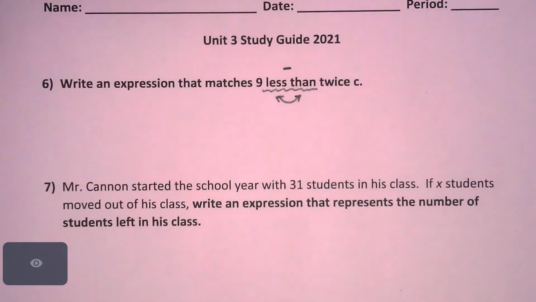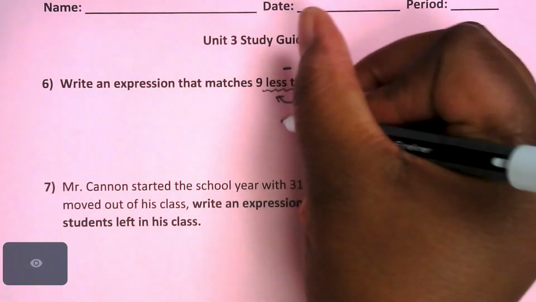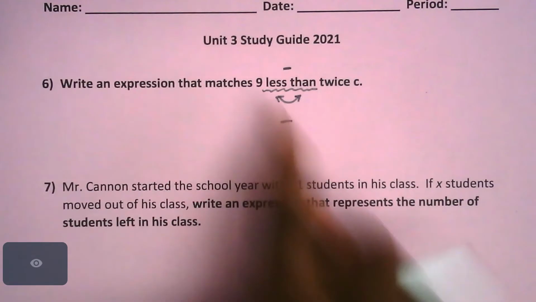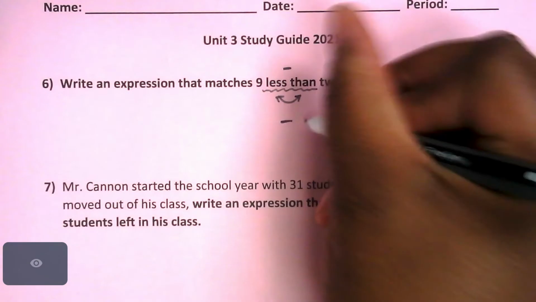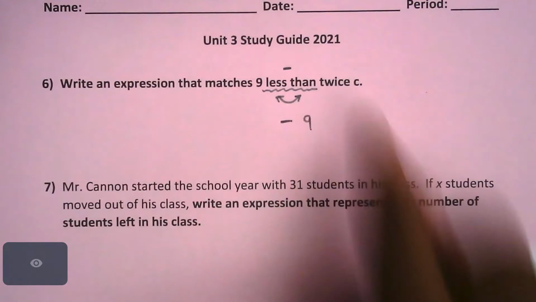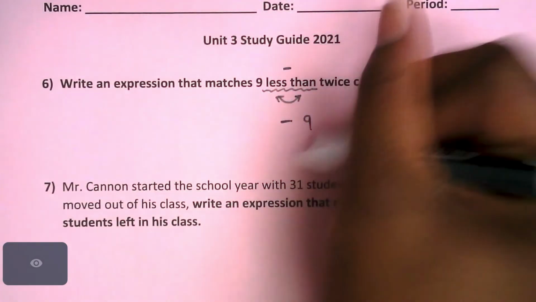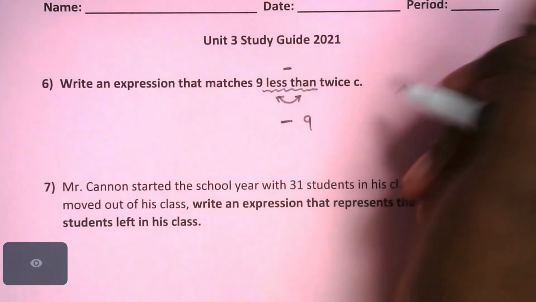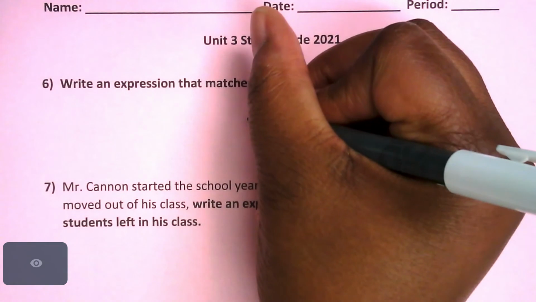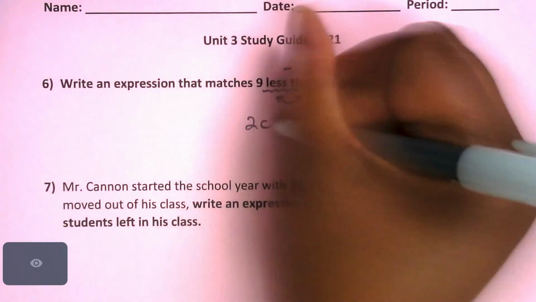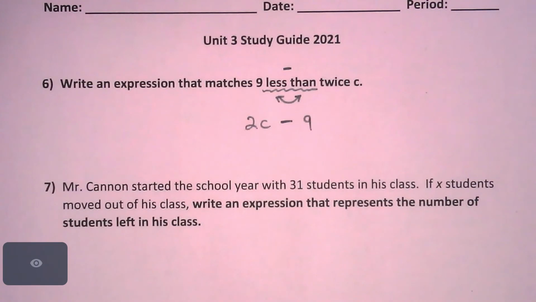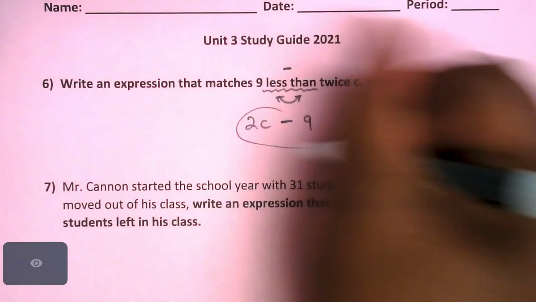They need to swap. So I know that less than is subtraction. I know that I'm swapping my 9. So my 9 is going to come over here. And this twice C has to come over here. So twice C, twice means times 2. So times 2 times C will be 2C. So my final is 2C minus 9.